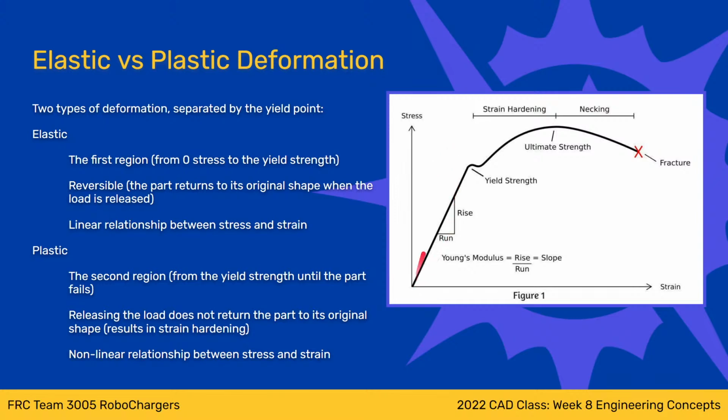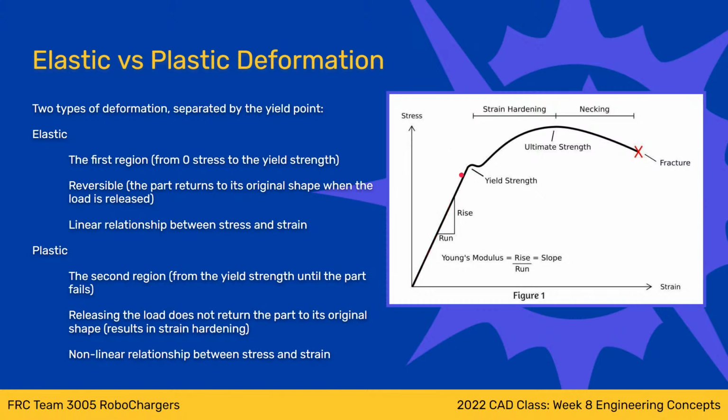The other important feature of this region is that in general, the relationship between stress and strain is linear. So you can see that right here. This is a straight line. Now, in reality, generally when you get very close to the yield strength, you lose some of this straight lineness, and you get some curving.